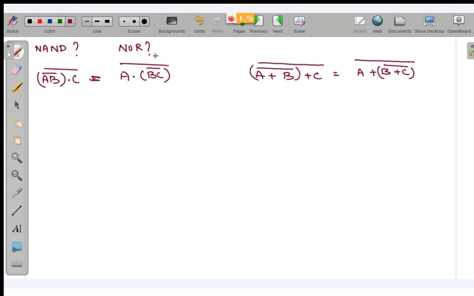So NAND and NOR, they are basically not associative. Okay, they are not associative. So you should be writing this as a note point: universal gate is not associative.